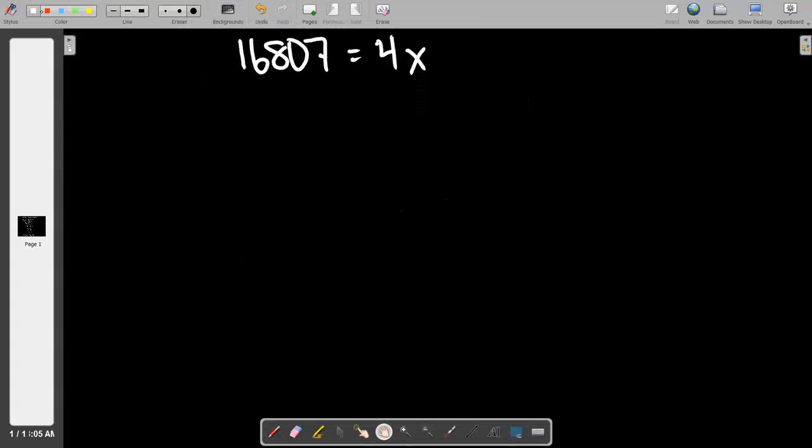Divide by 4. And when we divide both sides by 4, I don't think you need a math degree to figure out that by definition, 16,807 cannot be divided by 4. Why? Yeah, no odd number in the world can be divided by 4, right? The multiples of 4 are 4, 8, 12, 16. By definition, you can't.